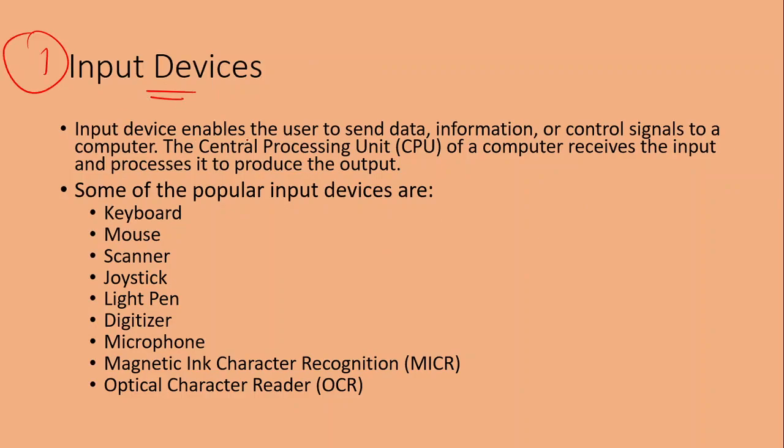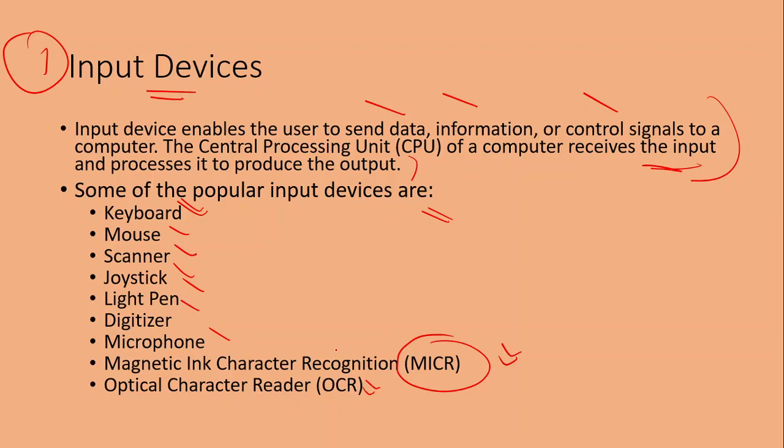So now if you go one by one, the input devices. Input devices enable the user to send data, information and control signals to the computer. The CPU of the computer receives the input and processes it to produce the output. That is basically the main function of the input devices. Some of the very popular input devices, which we mostly all know, are keyboard, mouse, scanner, joystick, light pen, digitizer, microphone, magnetic ink character recognition, that is MICR, and then optical character reader, that is OCR. All these are the input devices used in the computer.